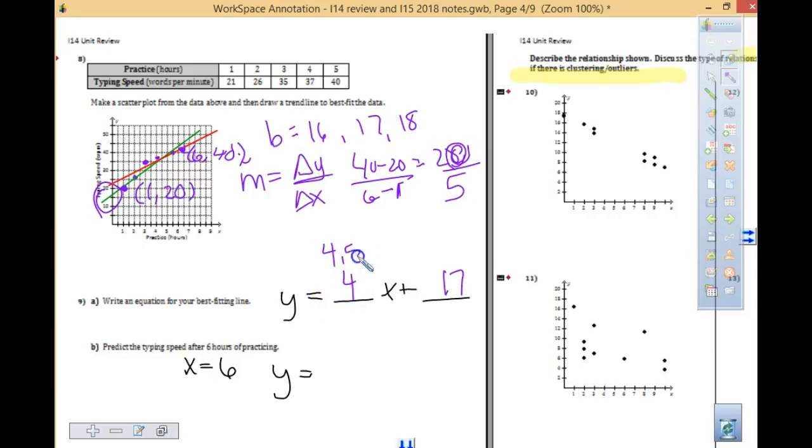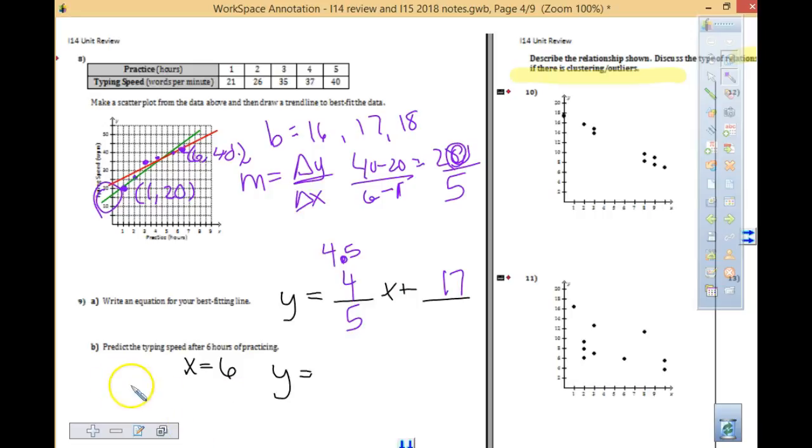Did anyone have 4.5 from your points when you did it? I had some people in the other class with 5, with 17. I would take any of these answers, right? Because your equation is from your line. So they're all going to be unique.